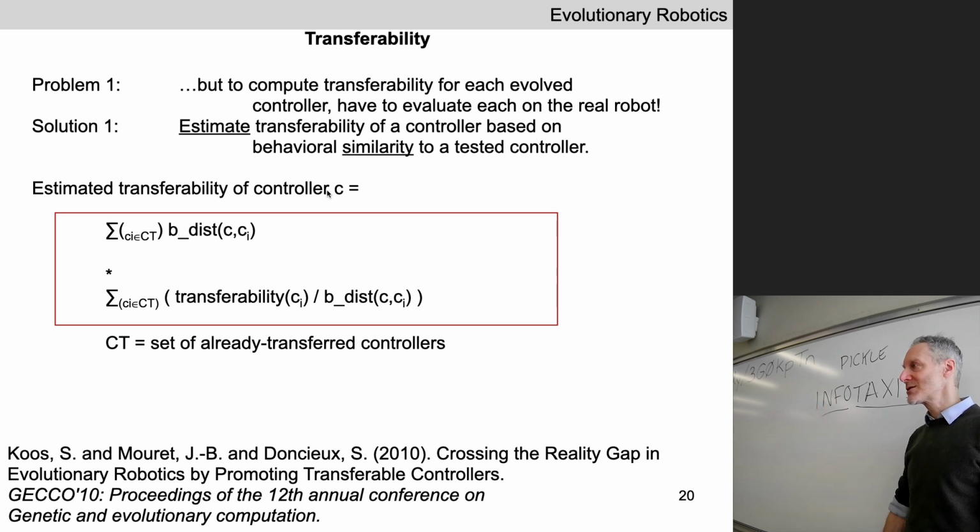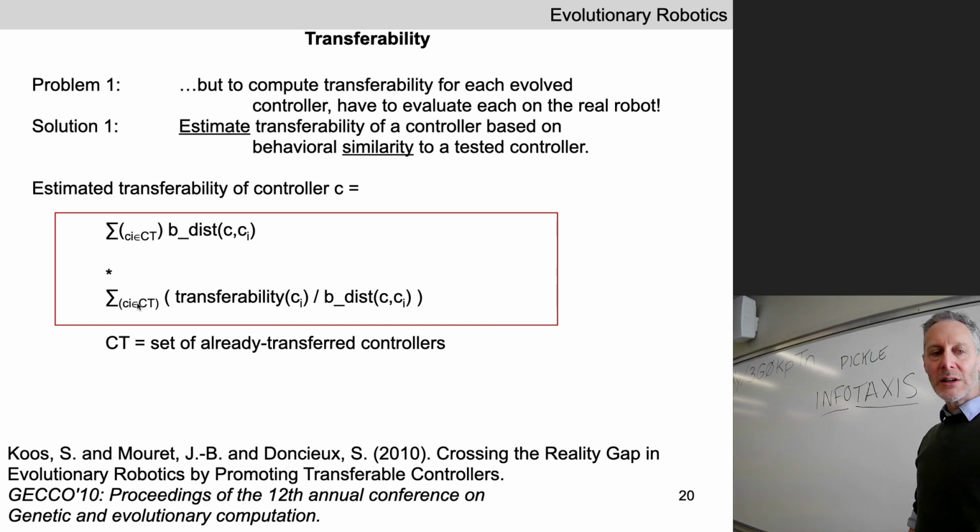What's the estimated transferability of C? We've sent 7 controllers across the gap. They've all had terrible transferability values. The sum just says, yeah, they're all bad. We're basically just taking an average here, right? They're all bad. The transferability of C is also likely to be bad. Generally speaking, that's kind of the intuition here.